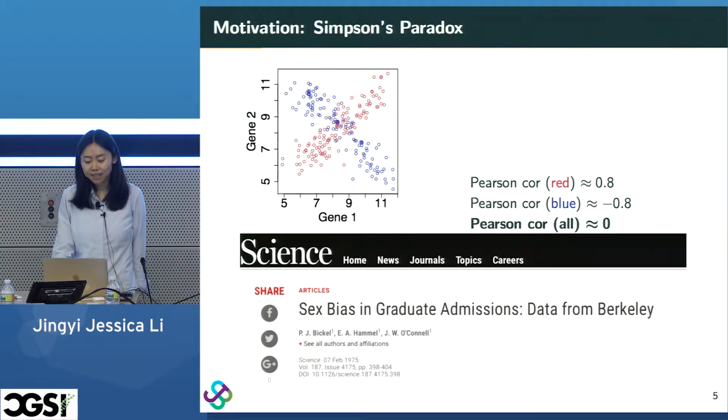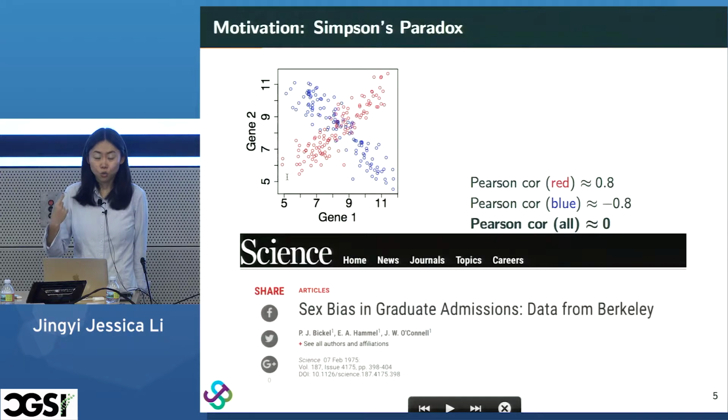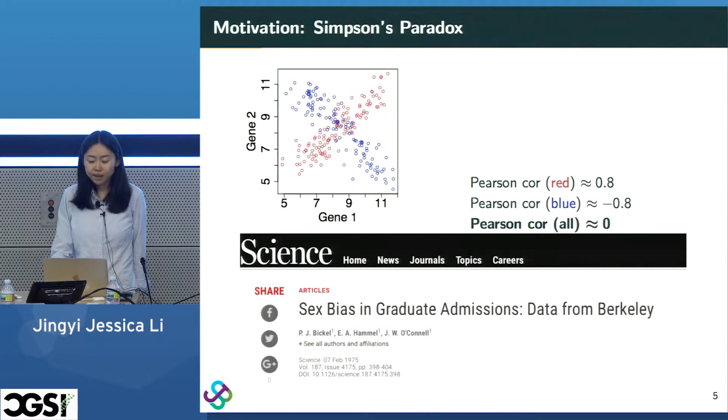So in this case, if you look at stratified data, you see a strong correlation. But if you look at the data as a whole, you do not see the strong correlation. Okay, so in the field of capturing the relationship between two one-dimensional variables, there are many, many methods.